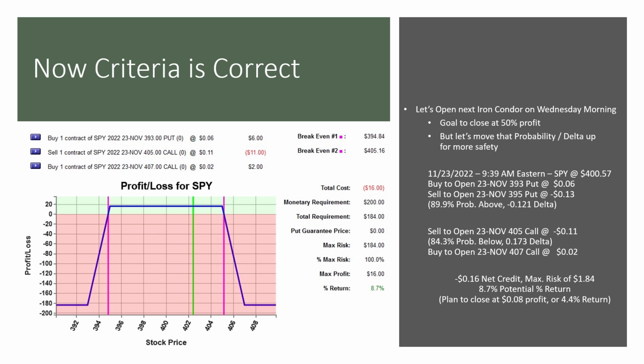9:39 a.m. Eastern Time, just after the market opens on Wednesday, November 23rd, SPY is trading at $400.57. The bull put we identified on the search: sell to open the November 395 put, about 5 points below the current price, for 13 cents, keeping the 2-point distance. Buy the same expiration November 393 put for 6 cents on the bull put side. Our sold 395 put has an 89.9% probability above at expiration a few hours away, and we have a delta of minus 0.121 for the 395 put that we sold.